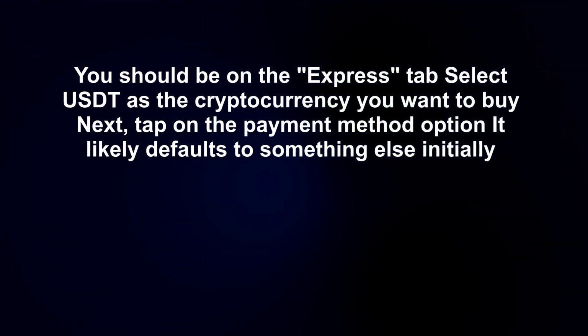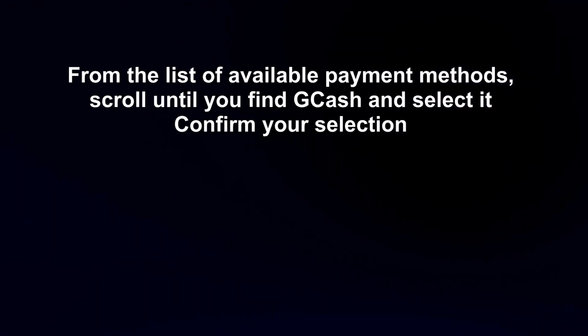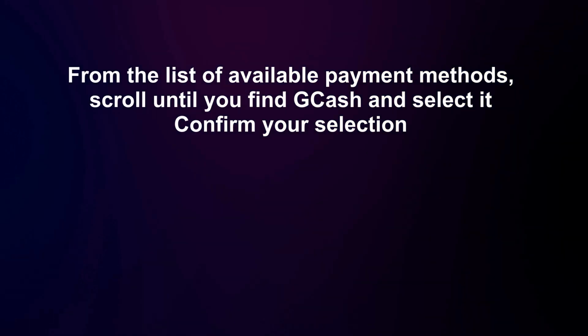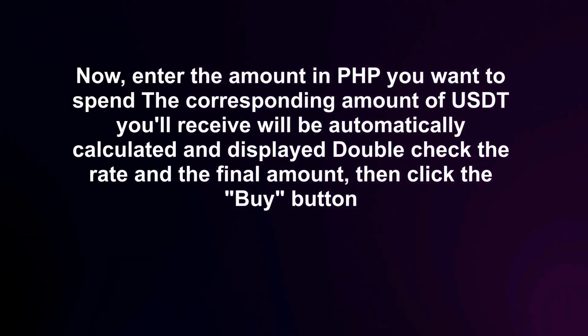Next, tap on the payment method option. It likely defaults to something else initially. From the list of available payment methods, scroll until you find Gcash and select it. Confirm your selection. Now, enter the amount in PHP you want to spend.